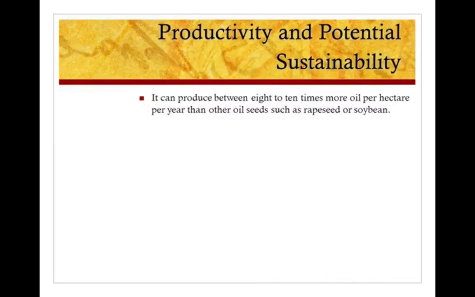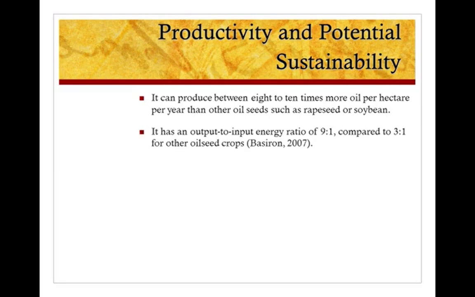It can produce between 8 to 10 times more oil per hectare per year than any of the other oilseeds that we're used to thinking about. So rapeseed and soybean are commonly used, but the productivity of palm oil is enormous. It has an output to energy ratio of 9:1. If we compare it to other oilseed crops, again rapeseed oil, soybean oil, 3:1. So it's highly productive. It's very efficient.